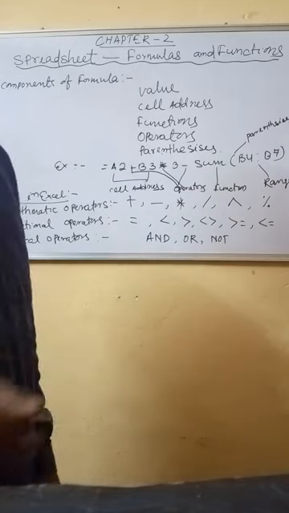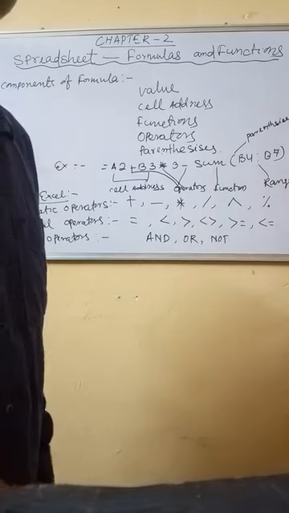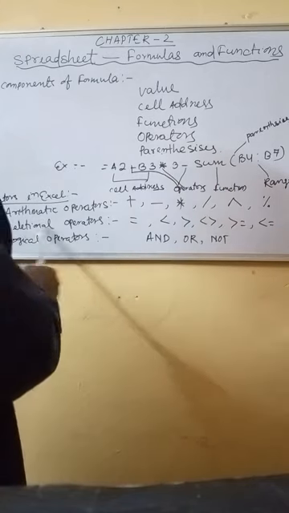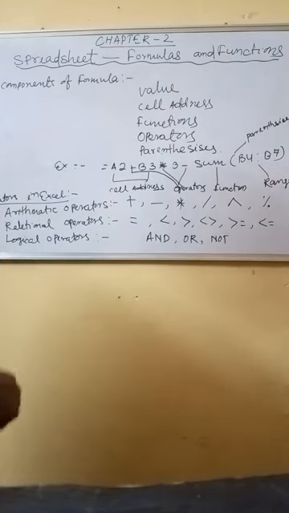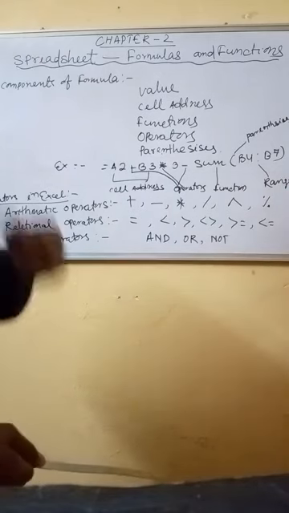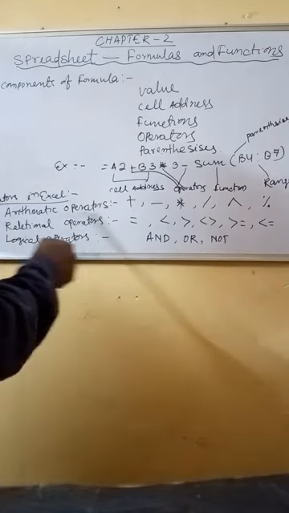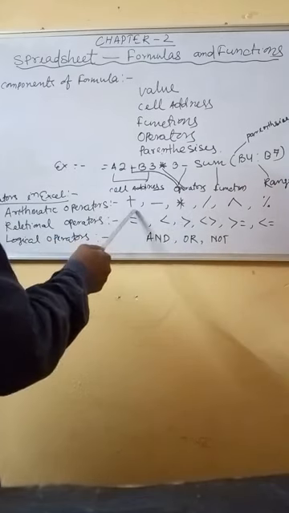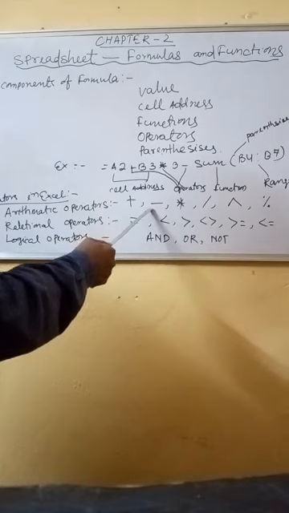Of the total operators allowed in Excel, there are three kinds: the arithmetic operator, relational operator, and logical operator. So three groups of operators. First of all, the arithmetic operators: plus, minus, into, division. This one performs addition, this one performs subtraction.